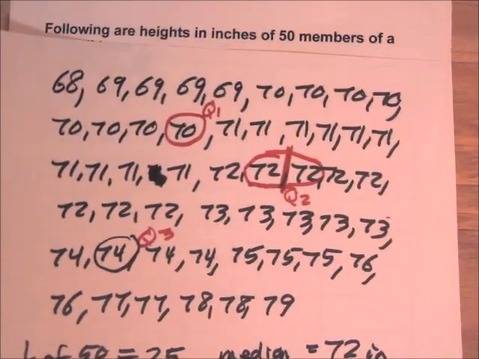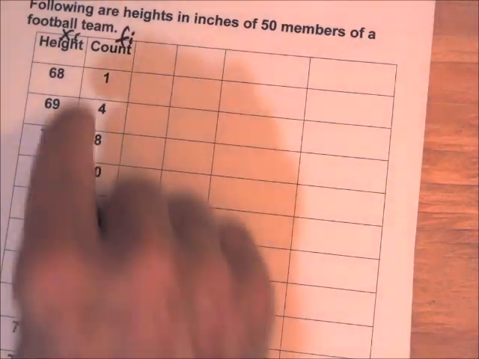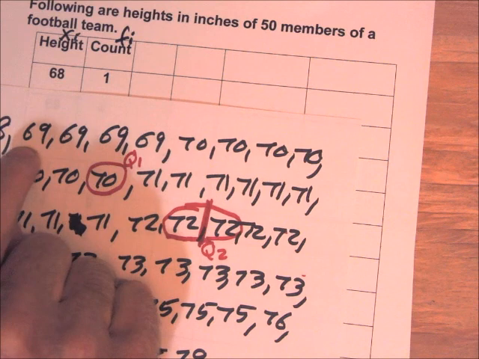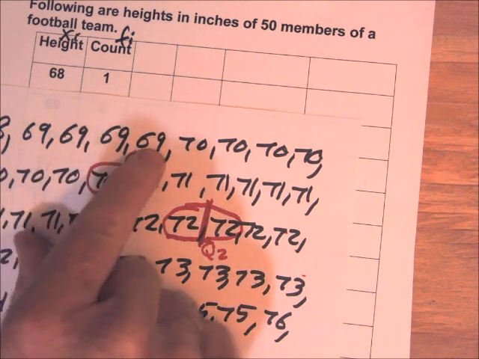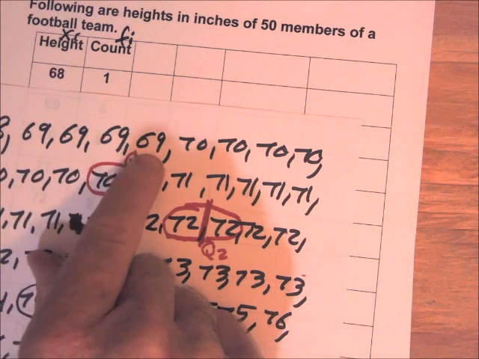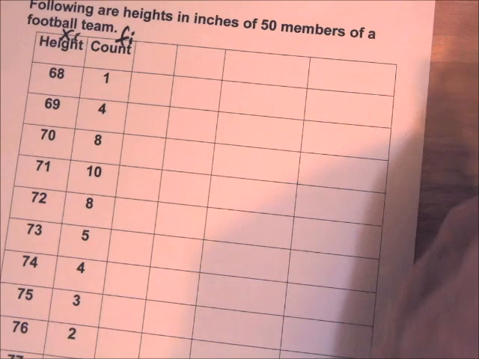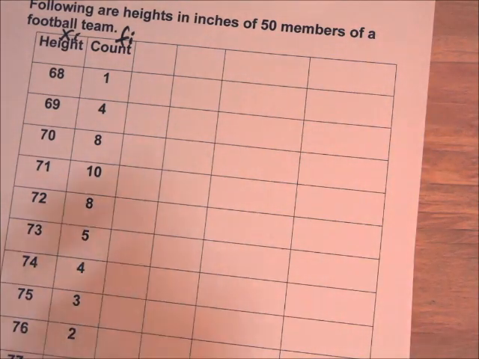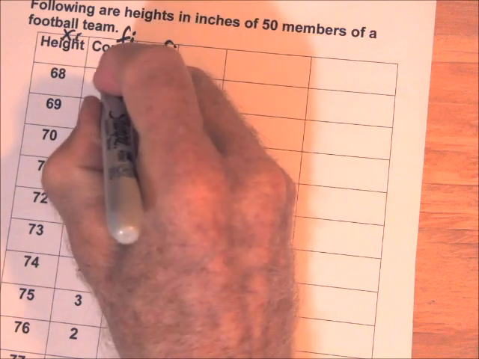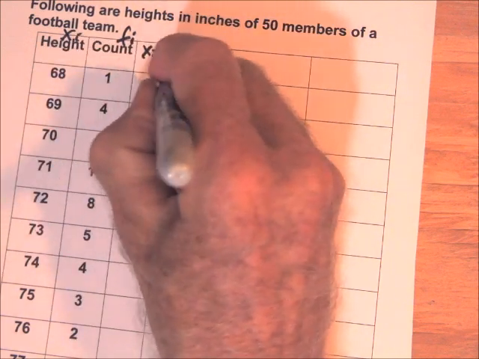And then we can also use some shortcuts for computing the mean. Normally you'd add up all these numbers and divide by the number of numbers for the mean: 68 plus 69 plus 69 plus 69 plus 69, etc. But 69 plus 69 plus 69 plus 69 is the same as 69 times 4. That gives us a little shortcut. We can just multiply the frequency column times the height. So it's 68 times 1 is 68.